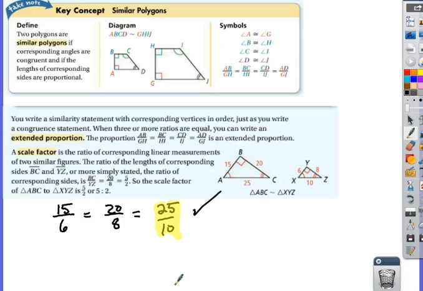By the way, that number that all of the sides reduce to is called the scale factor. So if you need to identify the scale factor, it's what any corresponding pair of sides reduce to. Okay?